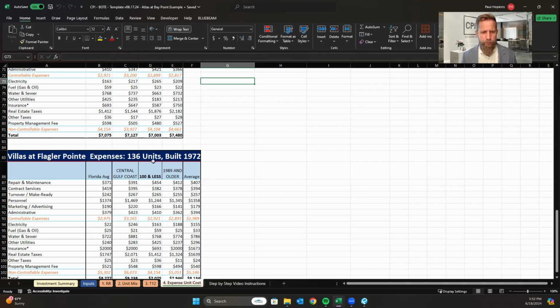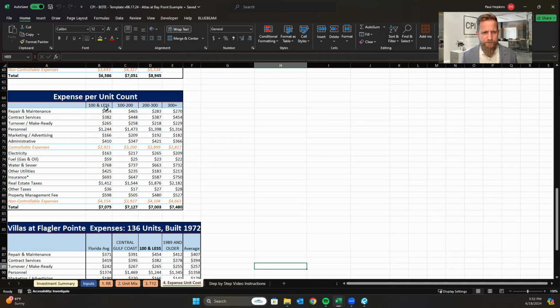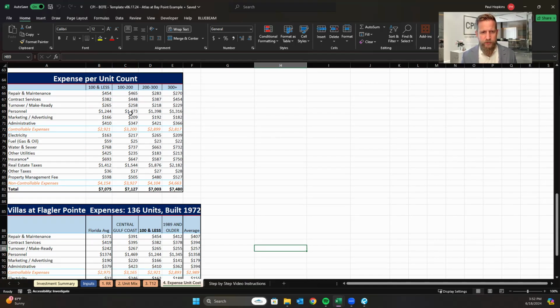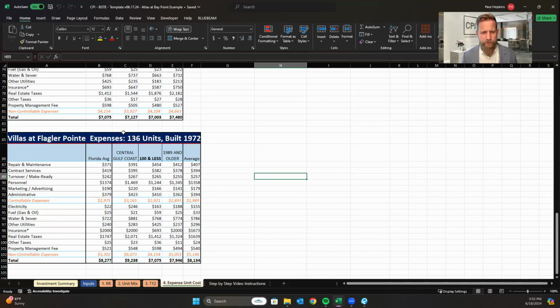So Villas of Flagler Point, 136 units, built in 1972. Again, this information is basically pulled straight off of the inputs tab, so you can see it. And you might have to copy and paste, or see the unit count and make sure that the right unit count is in here. So right now it's showing 100 units or less, so that's incorrect.